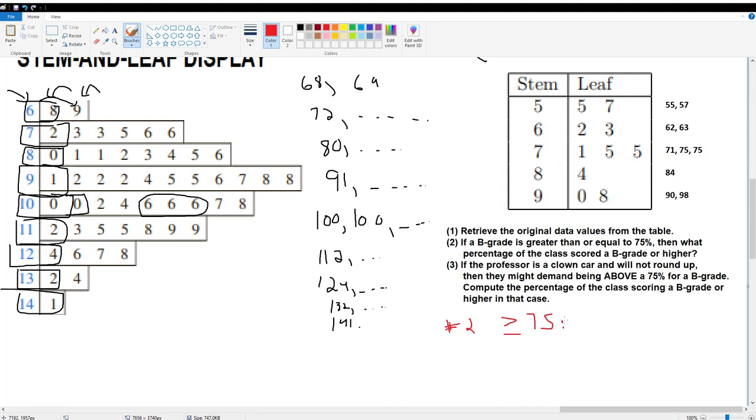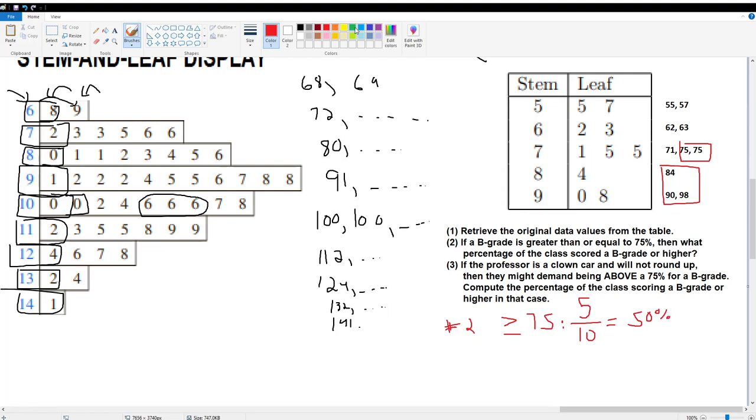So what percentage of the class scored a B grade or higher? Well, we have 2 people that scored a 75, and we have 3 people that were higher than a 75. So we have 5 people total. So 5 out of 10, which is 50%.